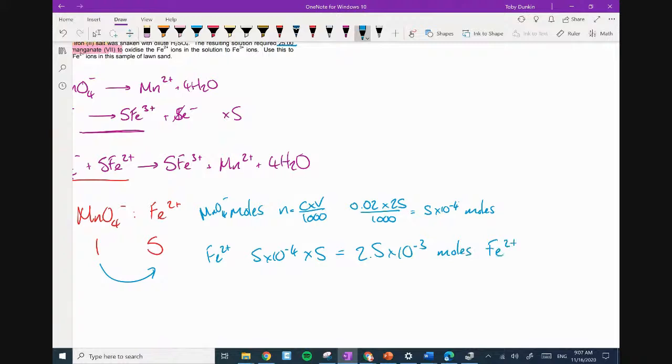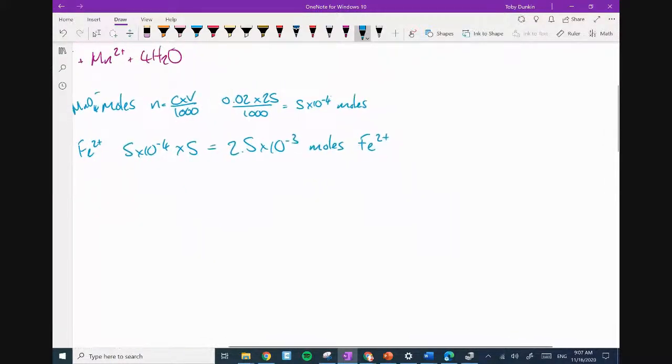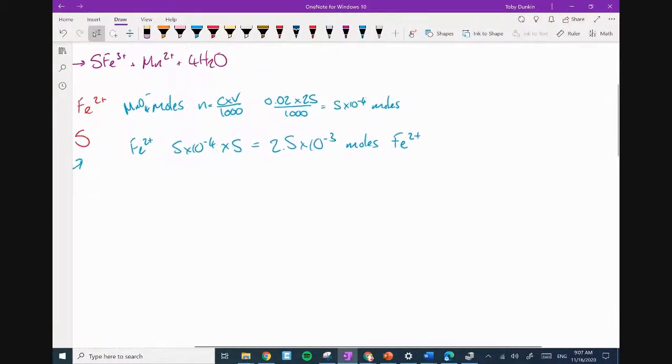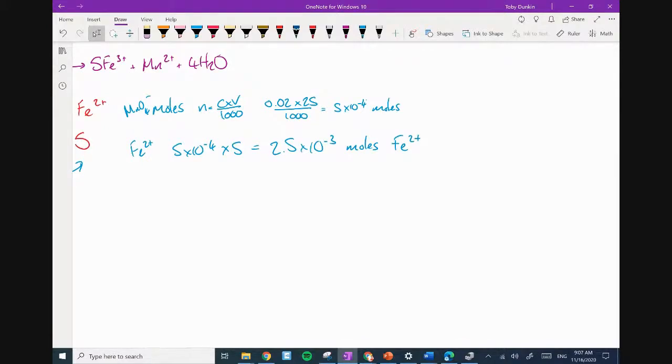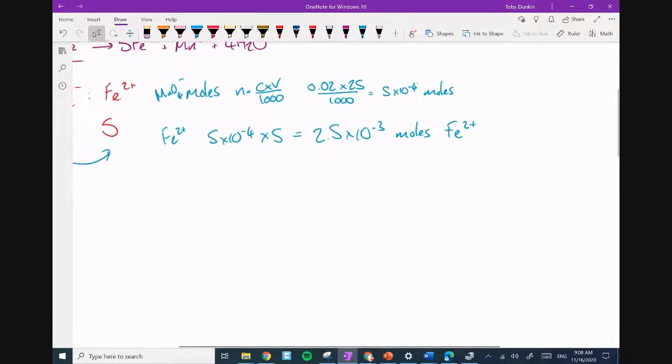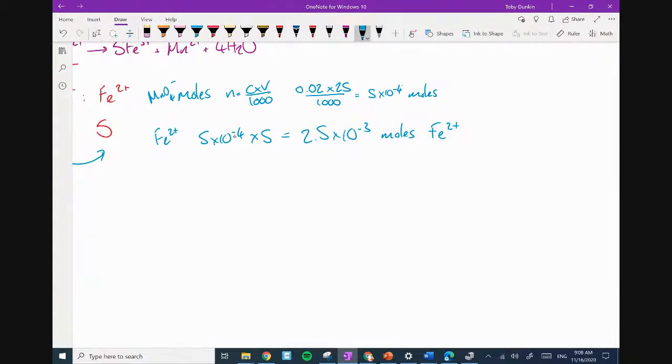Now, the key thing here is to remember that an iron 2 plus ion has the same mass as an iron atom. The reason being is it's lost 2 electrons, but electrons are deemed negligible. 1.9 times 10 to the minus 34 grams, it's tiny. They're really, really small, so they really don't matter. So what we can now do is number of moles as grams over Mr, rearrange this, bring the Mr over, so Mr times moles gives grams.